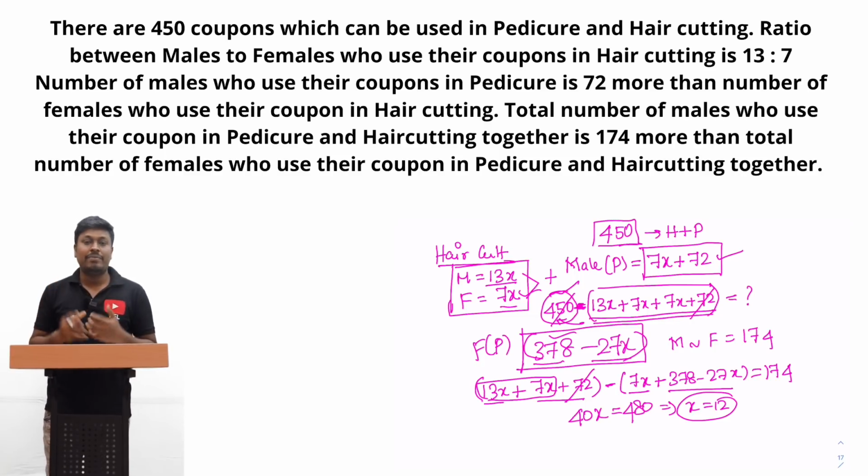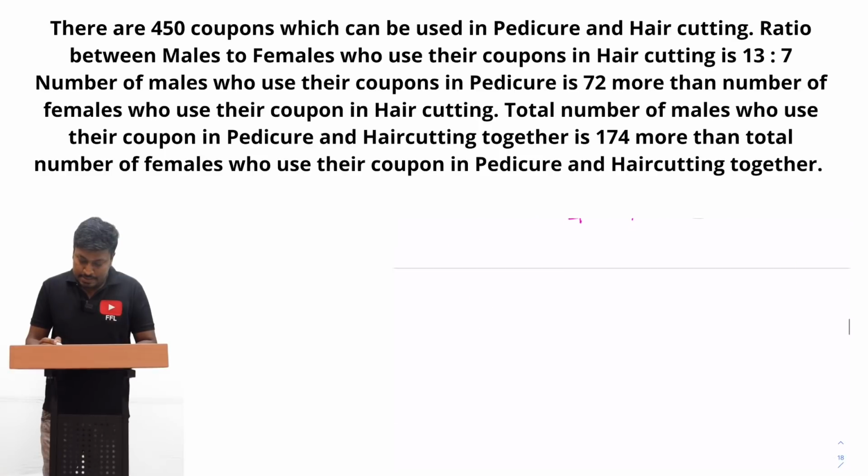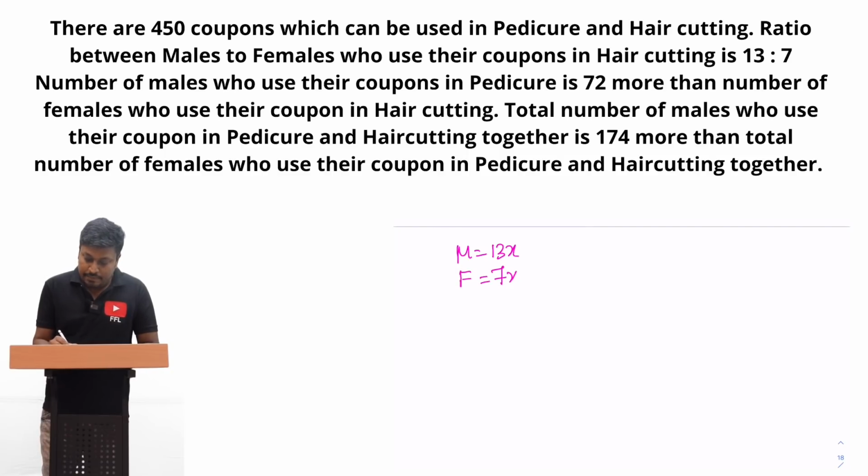Now that we have x equal to 12, finding male and female hair cutting and male and female pedicure is easy, because we are just substituting the value. Yes or no? We know male hair cutting is 13x, so we can move on to the next page. Male is 13x, female is 7x, and we know the value of x is 12, which we just found.